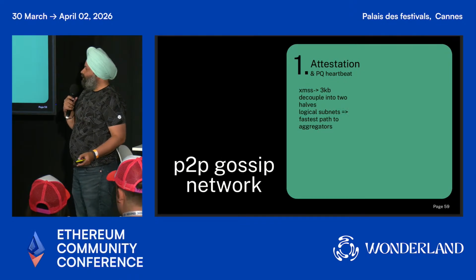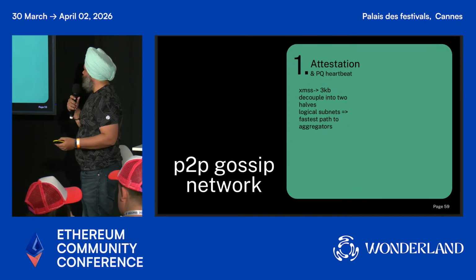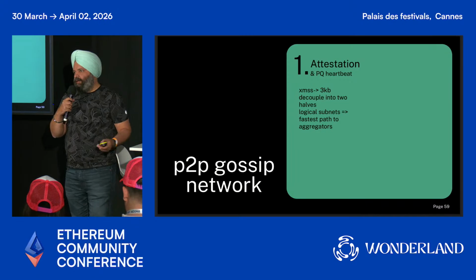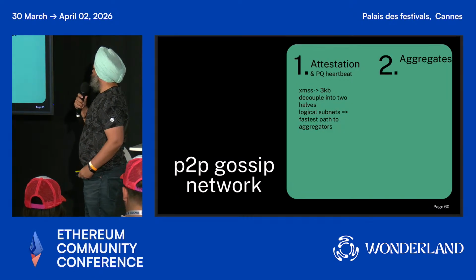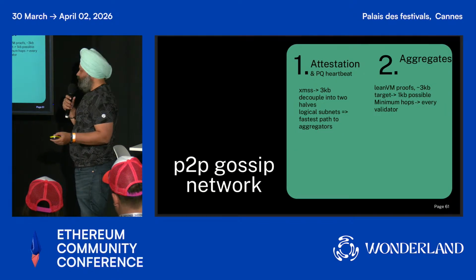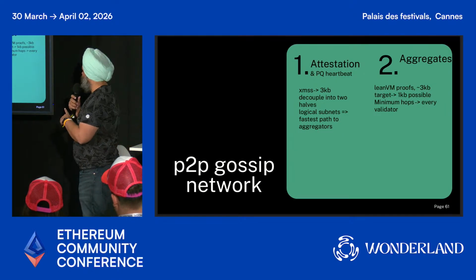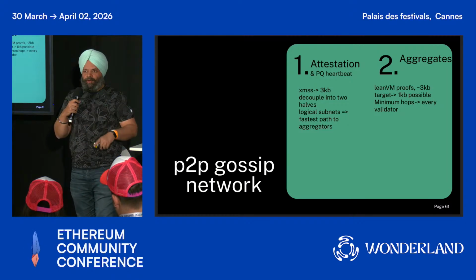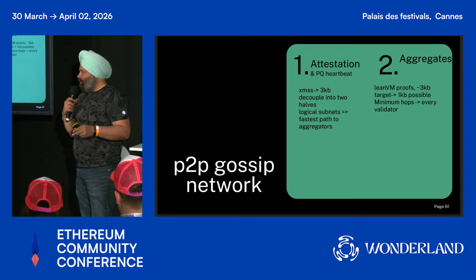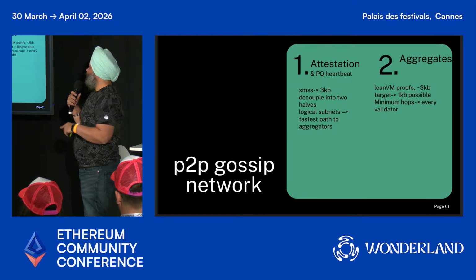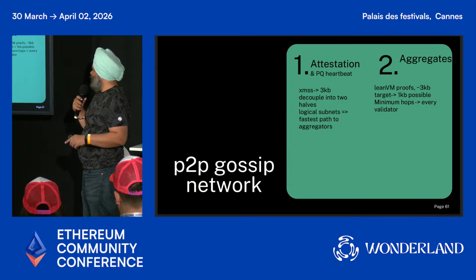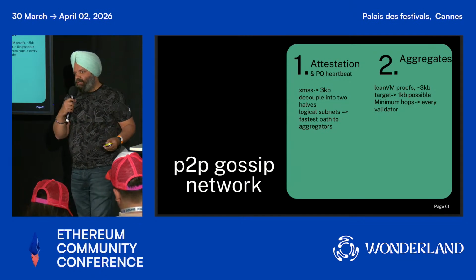And all these attestations are happening at their logical subnets, and what we want to find is the fastest path to the aggregators. Coming to aggregates, what aggregators are producing are leanVM proofs, and they are roughly 3 kilobytes. We again want to target a proof of 1 kilobyte, and it is possible; researchers are working on it. And then we want these aggregators to be at minimum hops to every validator that is out there.